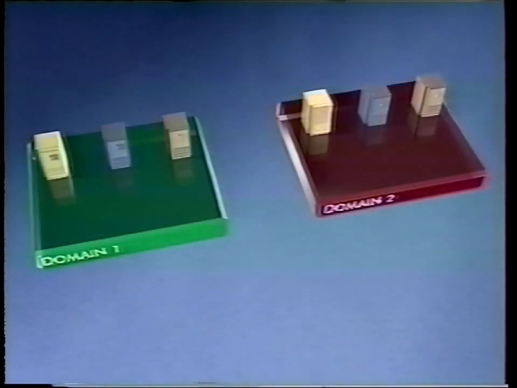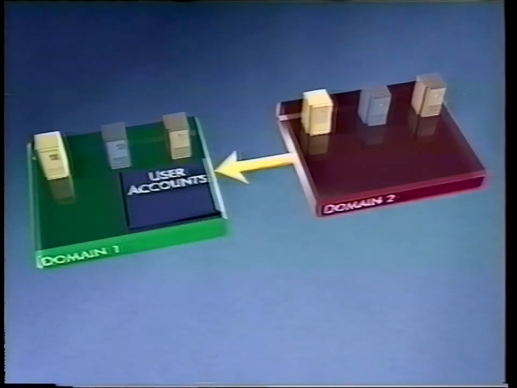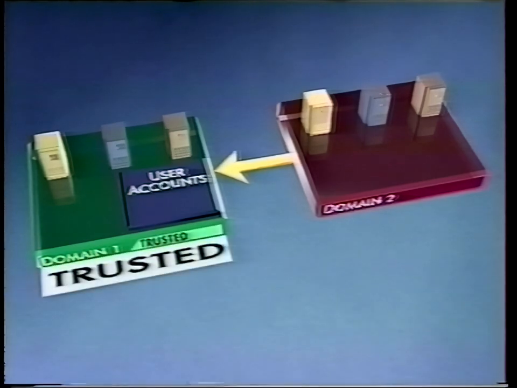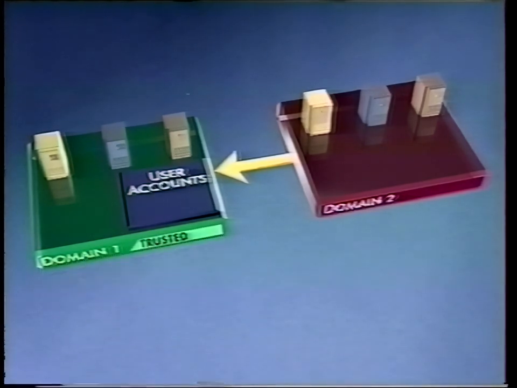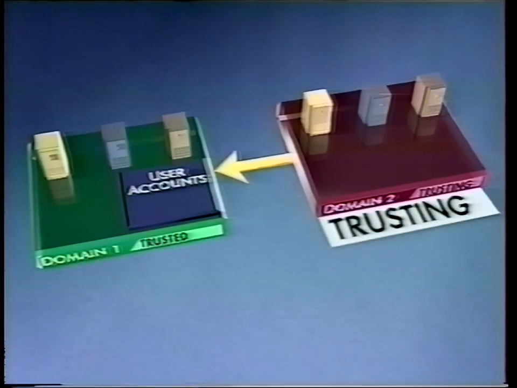Microsoft solved the problem of multiple domains with a network management device called a trust. Trusts are links that combine two domains into a single administrative unit. Trusts make it possible to create only one account for each user and keep all the accounts in one domain. The accounts domain is called the trusted domain, and the resource domain is called the trusting domain.